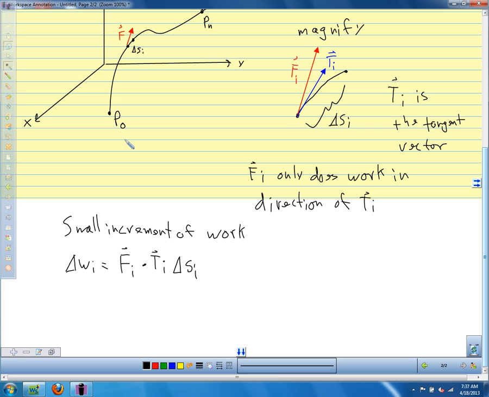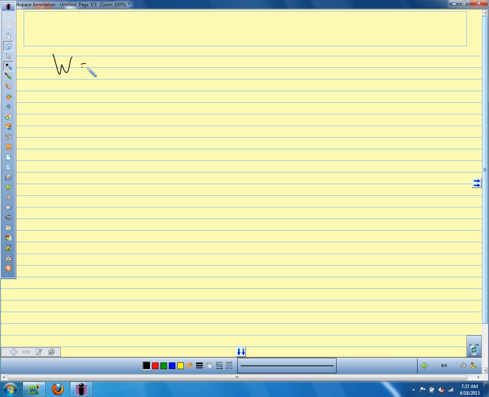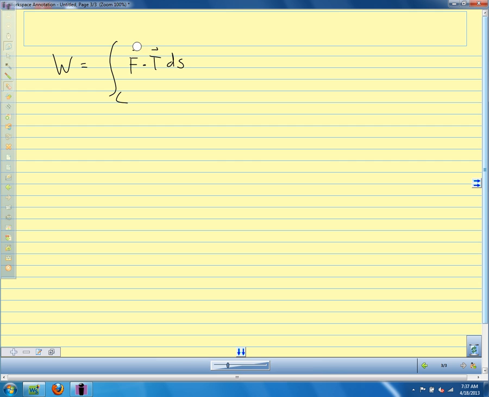And we're going to sum this over the length of the curve that we're interested in, take the limit as delta S sub i approaches 0, and we come up with our definition of a line integral on this vector field. We're taking the sum, as delta S sub i goes to 0. So we're going to say that the work done by this force moving the particle along this curve is going to be the line integral on C of F dot T ds.